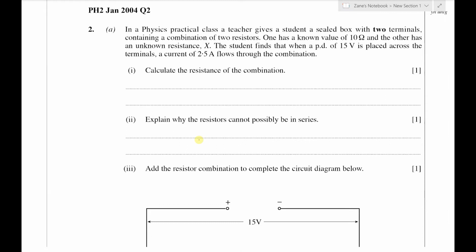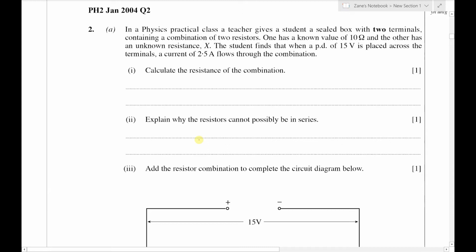In a physics practical class, a teacher gives a student a sealed box with two terminals containing a combination of two resistors. One has a known value of 10 ohms and the other is an unknown resistance X. And the student finds that when a PD of 15 volts is placed across the terminals, a current of 2.5 amps flows through the combination.